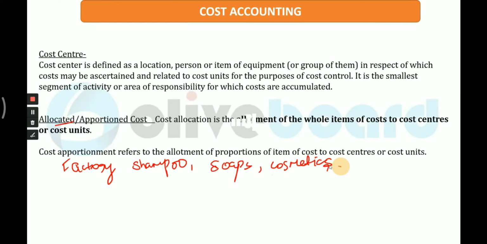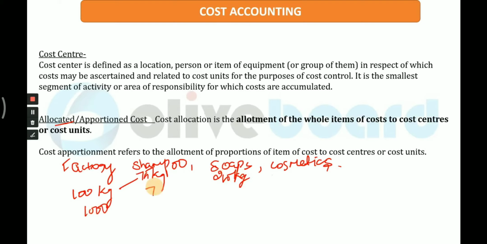Each product will become my cost center. Shampoo is one cost center, soap is my cost center, and cosmetics is my cost center. Now, I purchased some raw materials that I will be using for both shampoo and soaps. Now, what will happen? I bought 100 kgs. Out of that, 75 kgs is towards shampoo and 25 kgs is towards soap. So I bought 100 kgs for 1000 rupees.